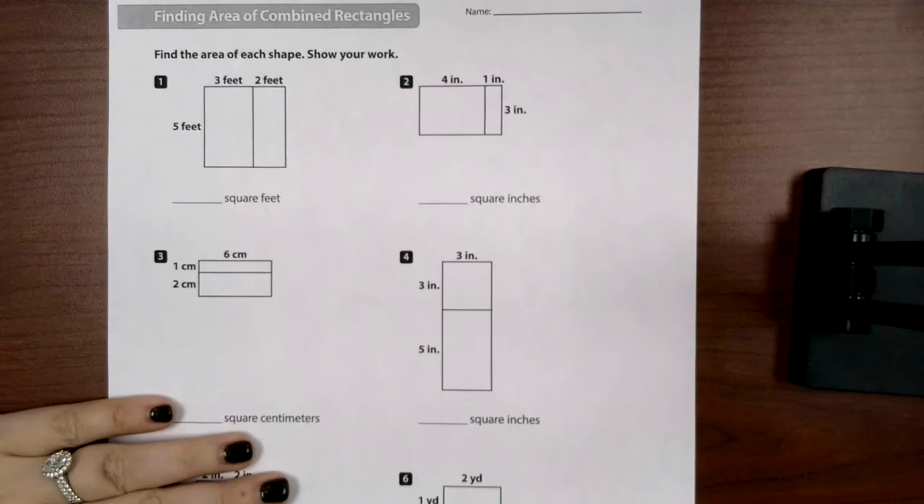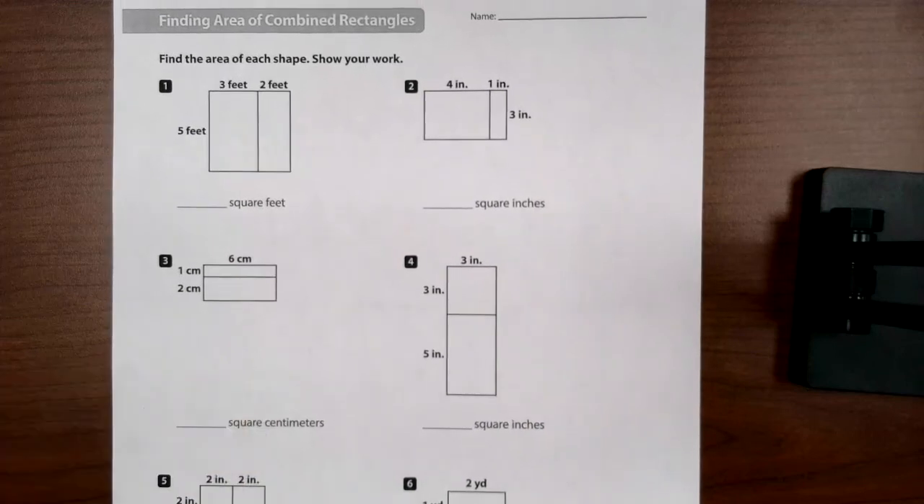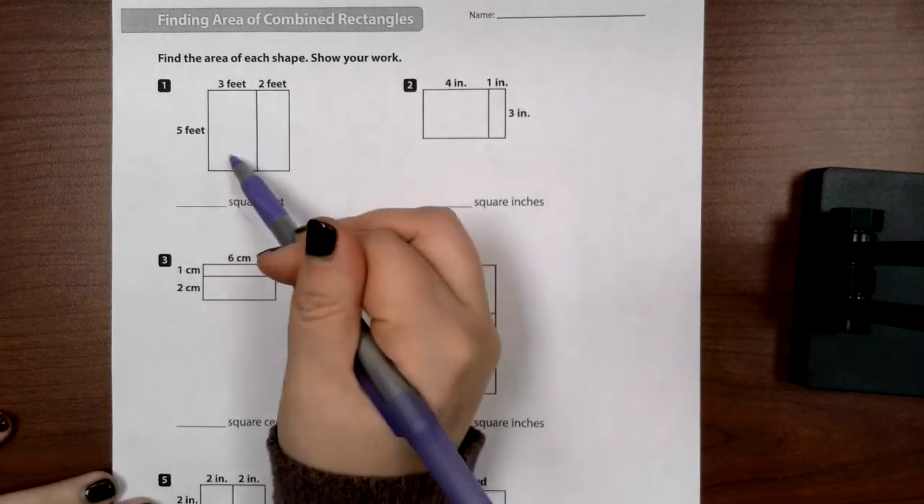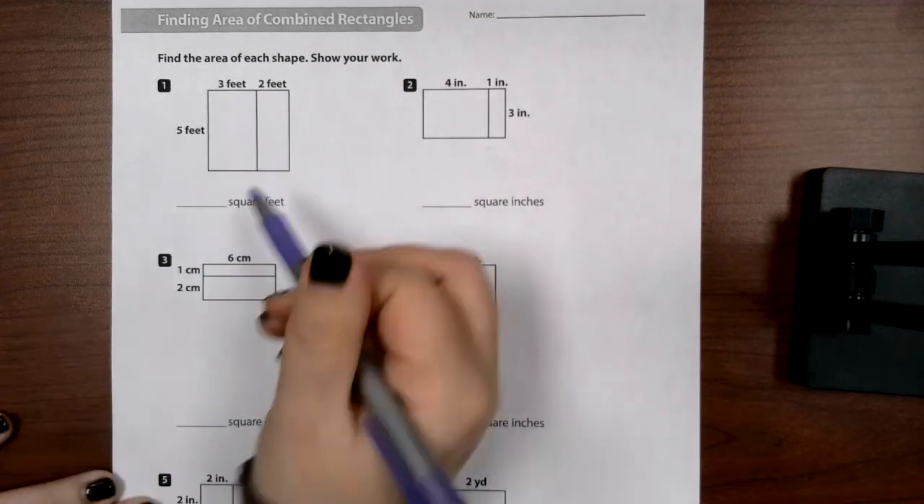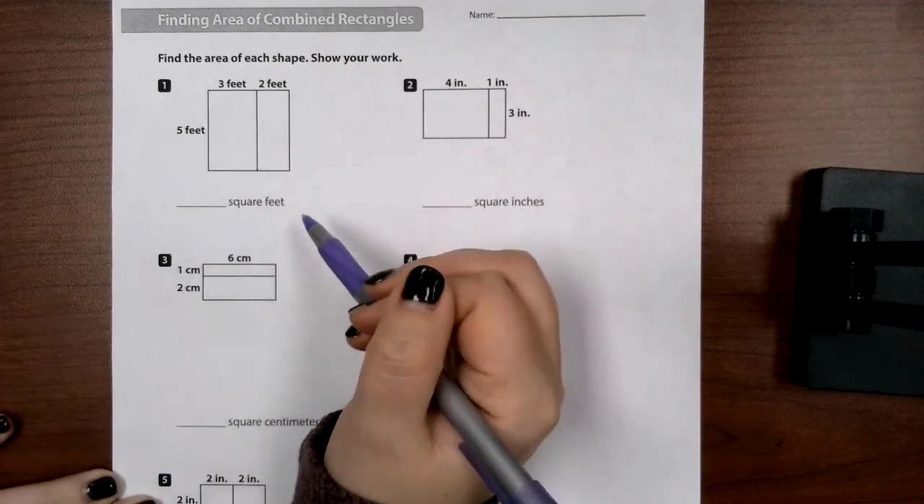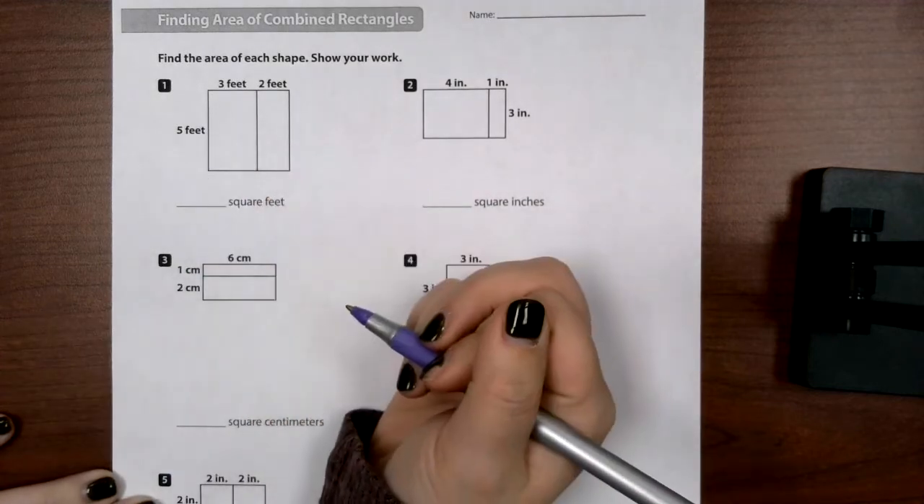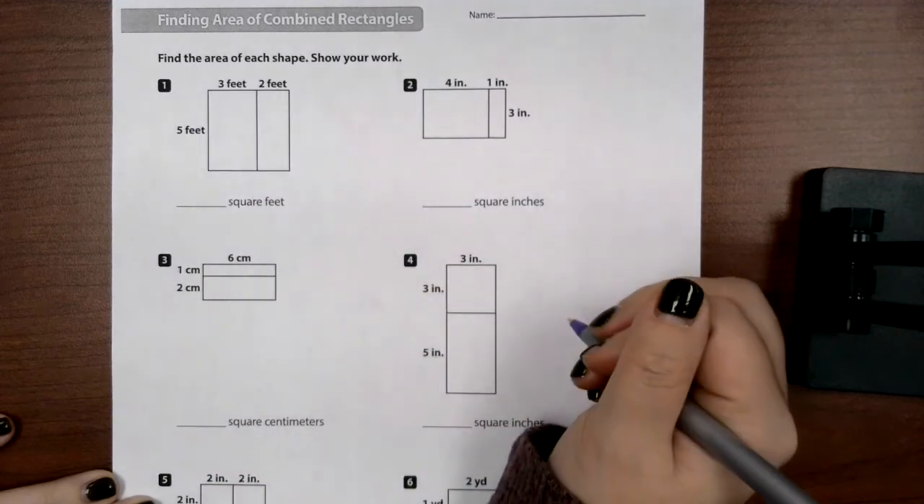Hi everyone. So today I would like to show you something that we are beginning to work on, which is finding the area of combined rectangles. What that means is we have to find the area of either two separate rectangles and then put them together, or we need to combine the rectangles first and then put them together like that. So I'm going to show you a few different strategies here, okay?